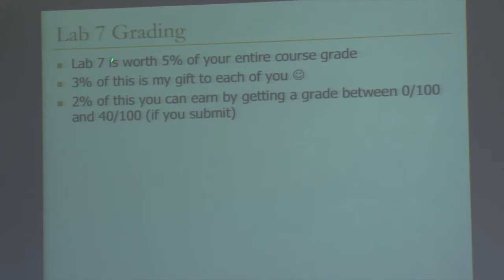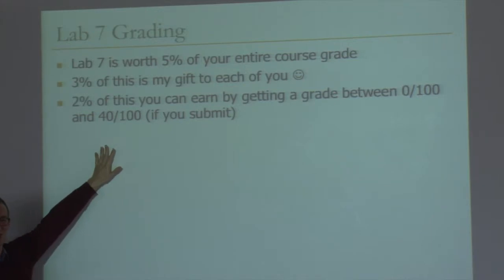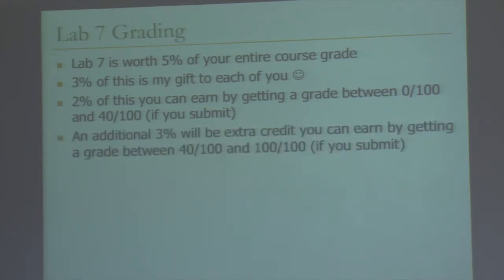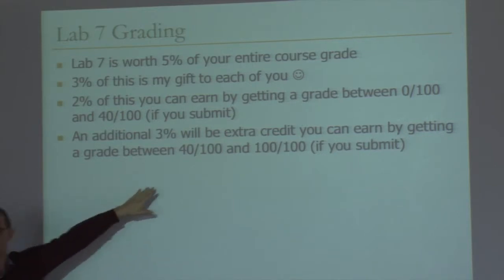2% of this 5% you can earn by getting a grade between 0 and 40 out of 100, if you submit the lab, of course. And if you get 40 out of 100, if you pass our tests and get 40, then you'll get 2%. You'll get the full grade of the lab, which is not bad, right? And if you actually get something between 40 and 100, you'll get an additional 3% extra credit, weighted by whatever you get over here.